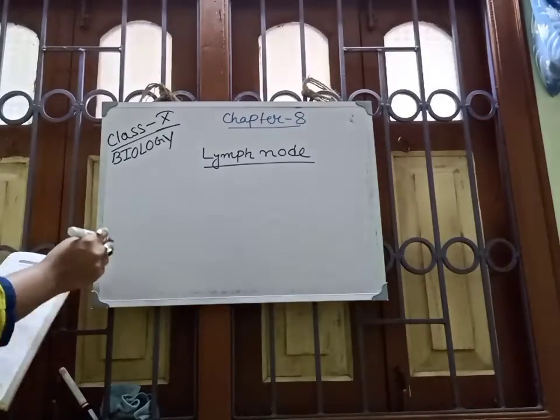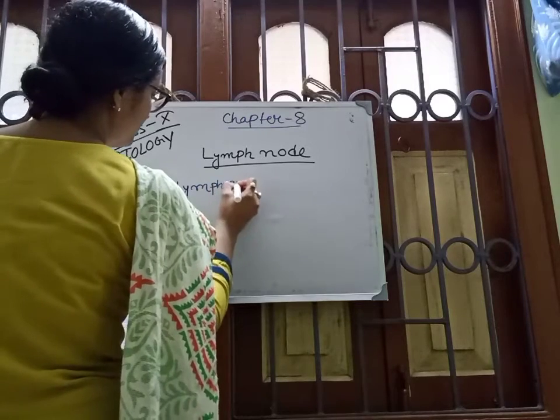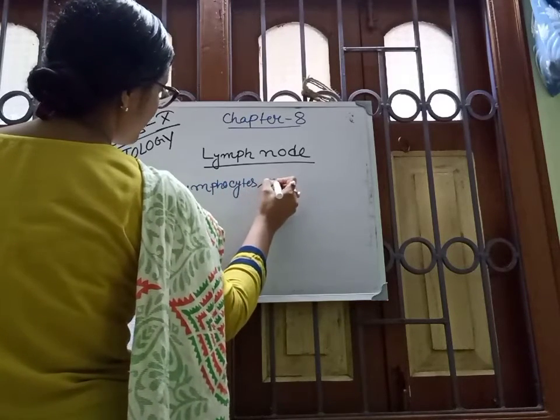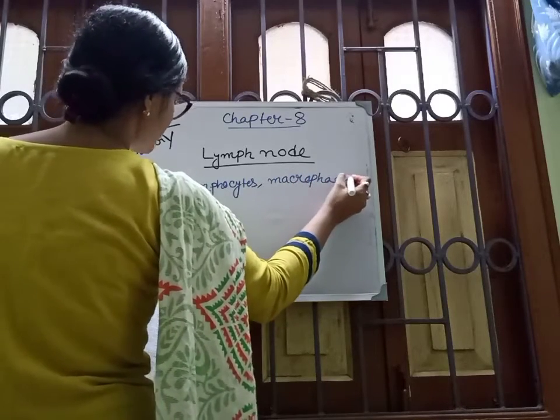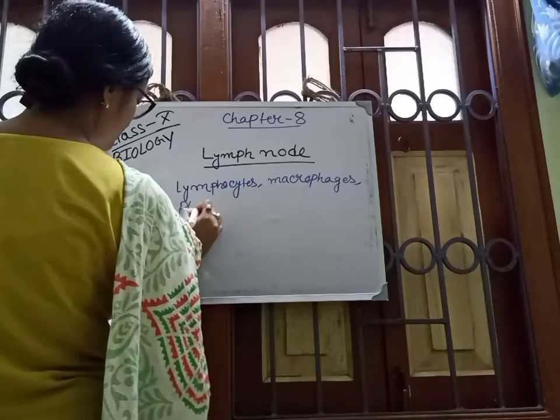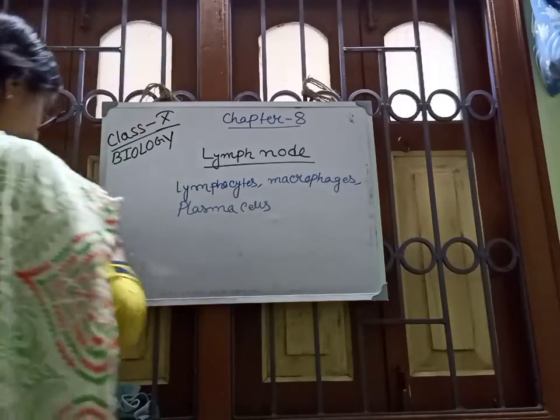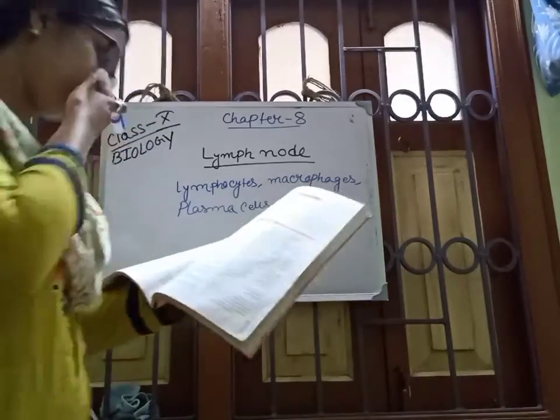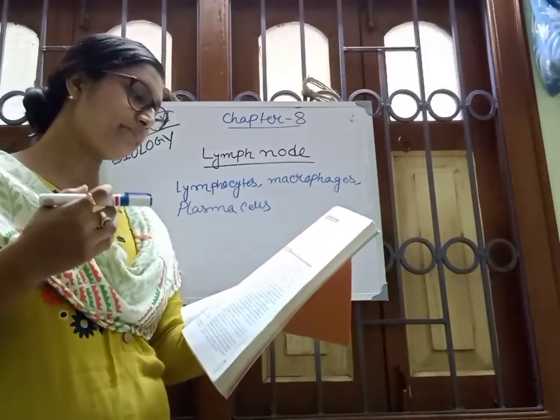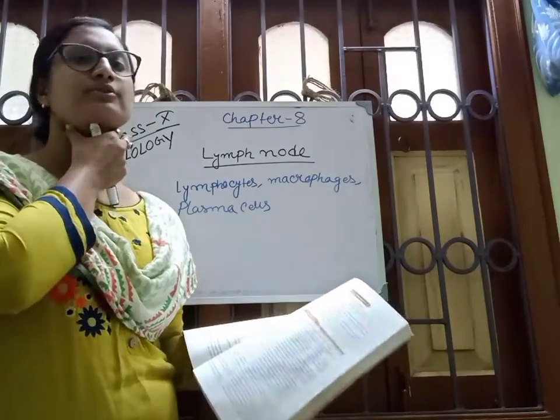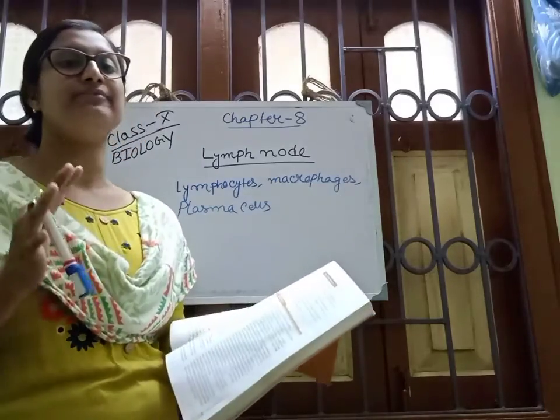The lymph node contains lymphocytes, macrophages and plasma cells. The lymph nodes are abundant in the regions of the neck, armpits and groin. Then the tonsils. Tonsils and adenoids are masses of lymphatic tissue.